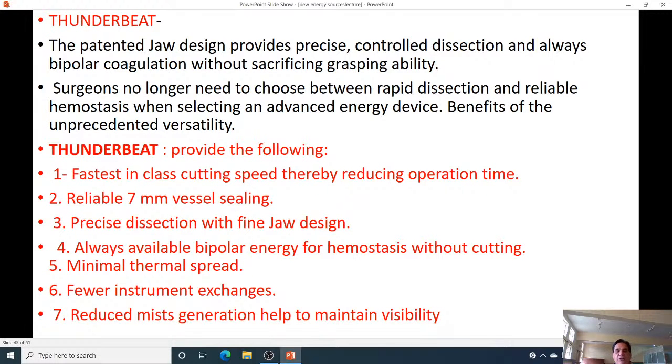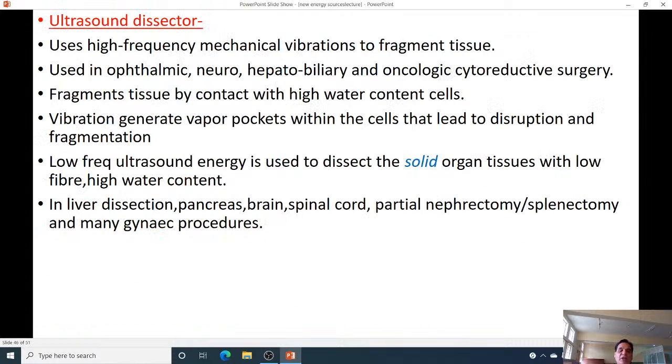Thunderbit, we already discussed. It is the latest one, very costly, fastest in its class, reliable 7 mm vessel sealing, precise dissection due to its fine jaw design itself. Available bipolar energy for hemostasis without cutting. Minimal thermal spread, minimum instrument exchange. And there is no fume or mist formed with the help of Thunderbit.